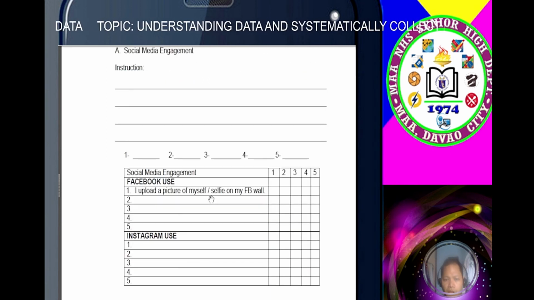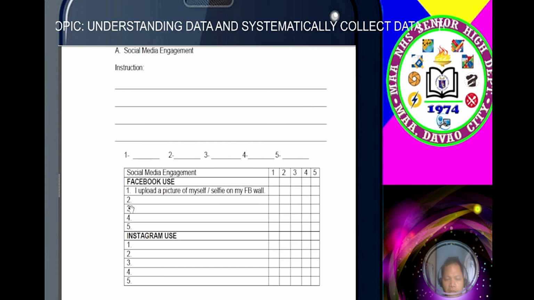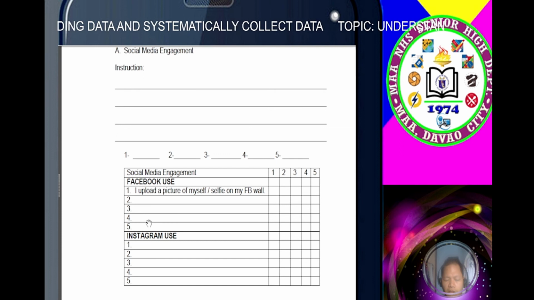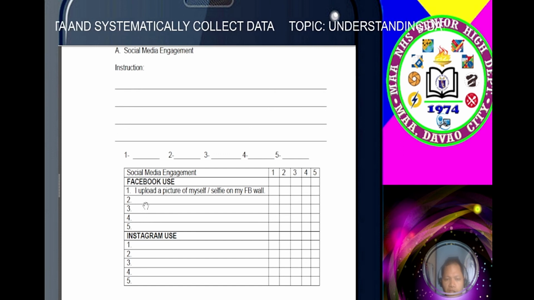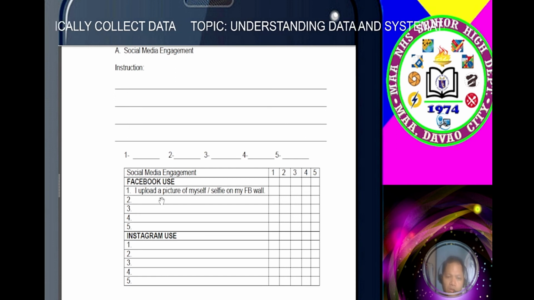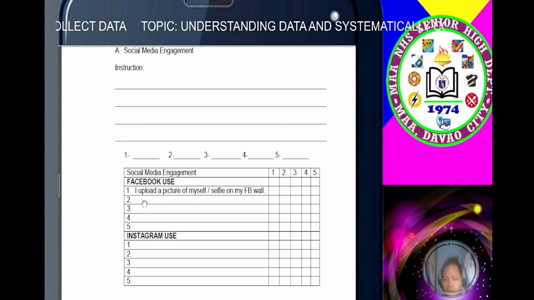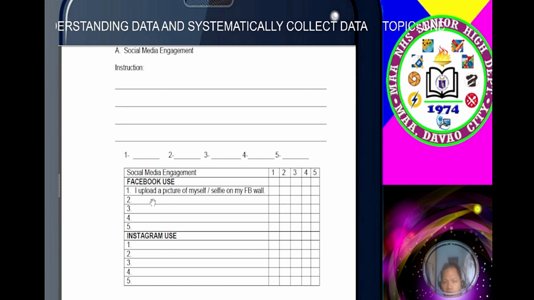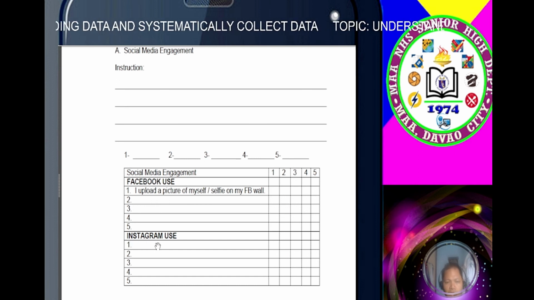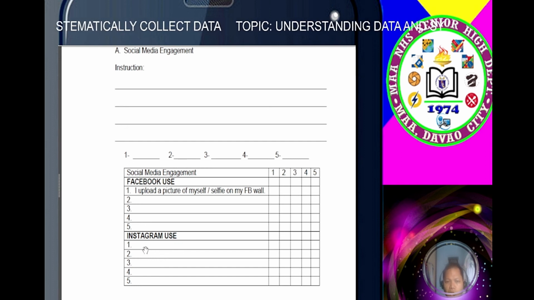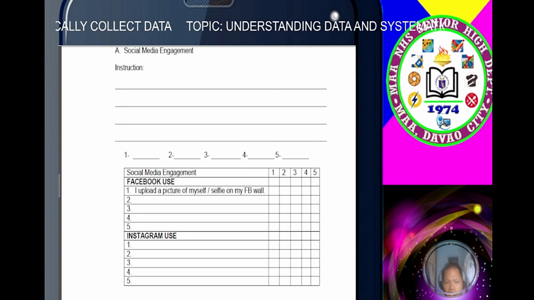In the box here, you construct your own questionnaire about Facebook. How are the students engaged in Facebook? For example, I upload a picture of myself, maybe on my wall. Or you can have example number 2: I use Facebook Messenger to communicate with my classmates. You can have that question here. For Instagram, you can construct your own questions related to Instagram use. How do the students use Instagram?